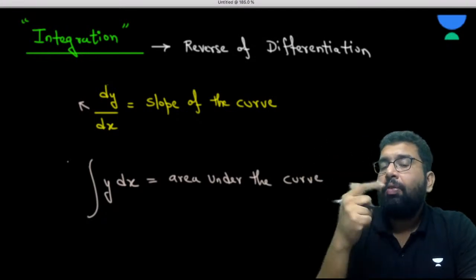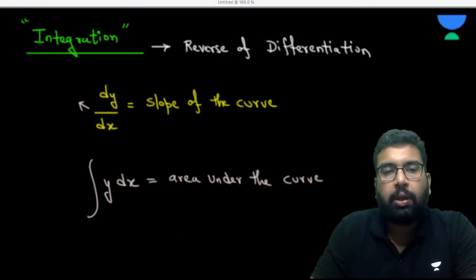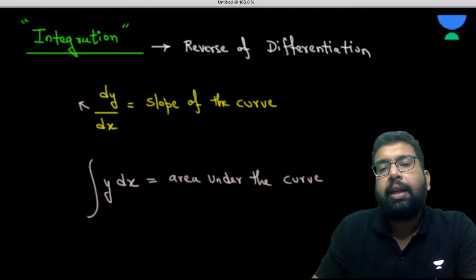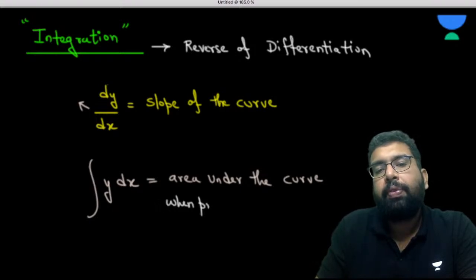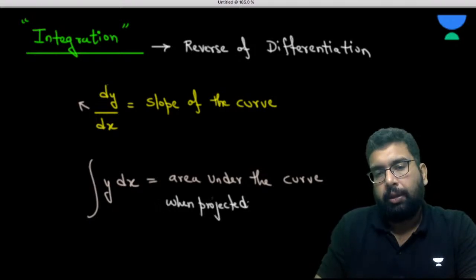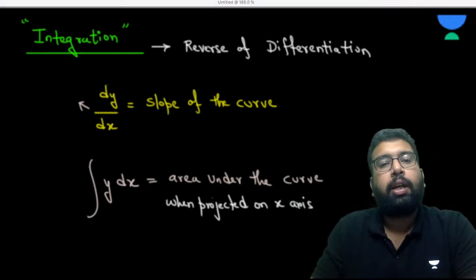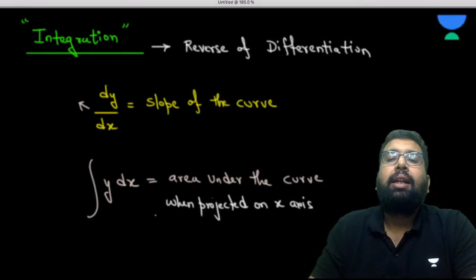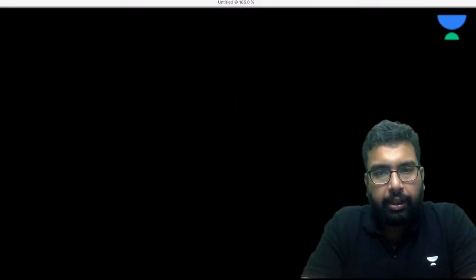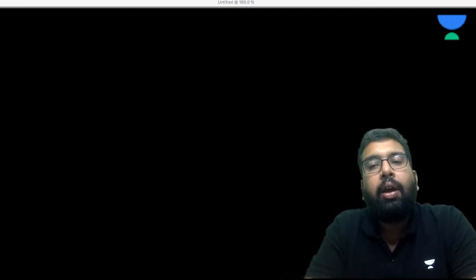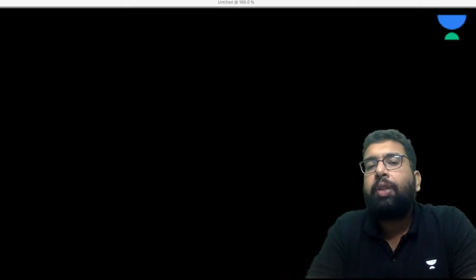Now, remember one more thing that will be used when we come to the thermal part. Integration y dx is the area under the curve when projected on the x-axis. This is also very important. So when you write integration y dx, this is the area under the curve when you are projecting on the x-axis. This is the technical meaning of integration. So why do we do integration in the first place? Because we want to find the area under the curve, and it interprets a lot of things. Let me come to that.